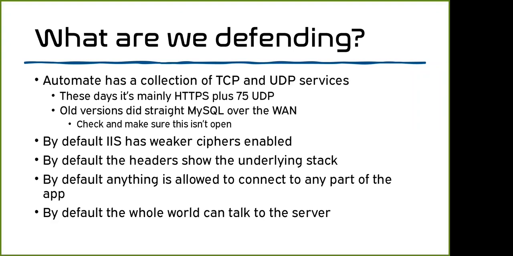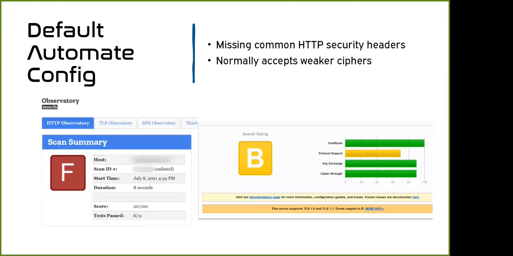So moving back to default IIS settings, let's take a look at what a default Automate server looks like. Anyone who's contacted us for a proxy trial is probably familiar with these. First is a screenshot of Mozilla's header security tool, and the other is SSL Labs. Out of the box, Automate is missing a number of HTTP headers that are standard for web security these days. And every Automate server out of the box gets the same score.